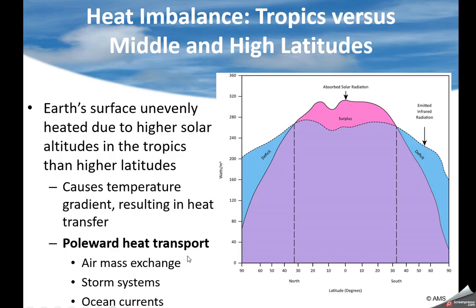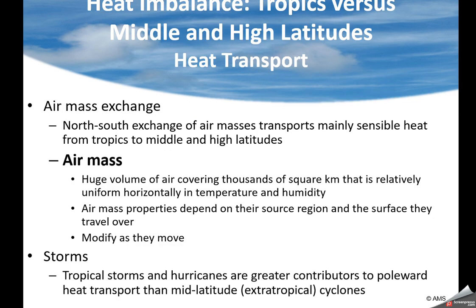Here we can see the poleward transport of solar radiation, and we want to do that because the poles would really, really, really be cold. They're not as cold as they would be because we have air masses that exchange heat, storm systems, and even the ocean transfers heat from the equator up to the poles.